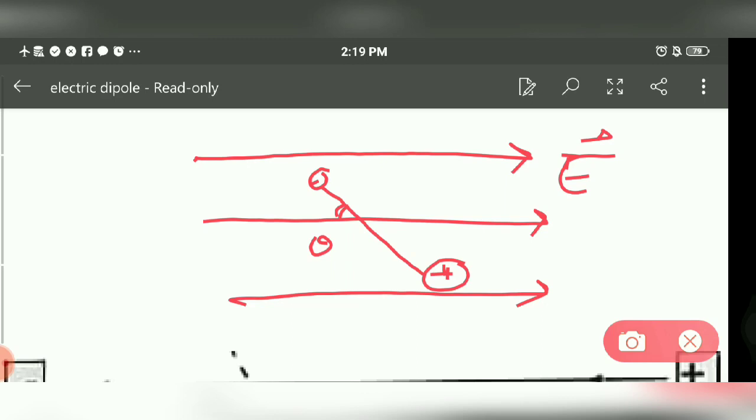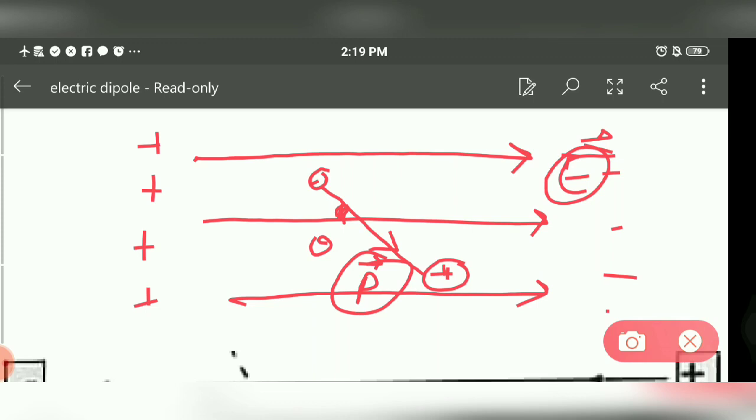Now, this is the negative charge. The field is always from positive to negative. The dipole moment is from negative to positive. This is the direction of the dipole moment. The dipole moment is making an angle theta with this electric field. P and E both are making an angle of theta with each other. So this is theta, this is also theta.